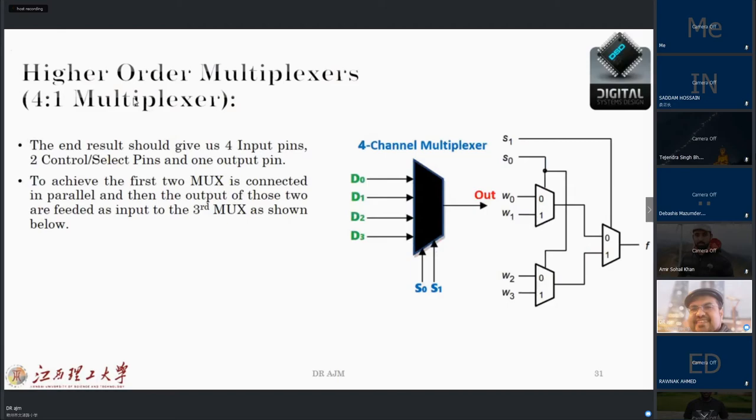See, a 4x1 multiplexer is nothing but the figure that I show here for you. In that we have 4 inputs and 1 output. Mainly it's a combination of 2x1 multiplexers, and the inside circuit is something like whatever I have shown for you, and you can see.